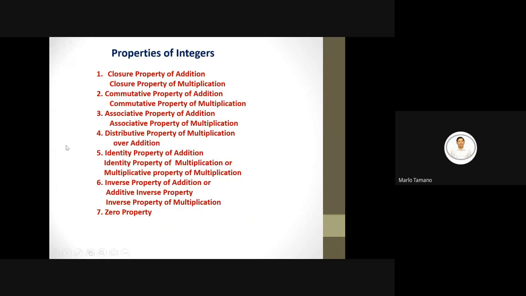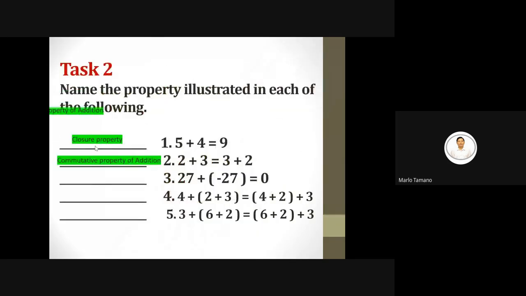Okay. So closure property of addition, closure property of multiplication, commutative property of addition, commutative property of multiplication, associative property of addition, associative property of multiplication, distributive property of multiplication over addition, identity property of addition, identity property of multiplication or multiplicative property of multiplication. Number 6, inverse property of addition or additive inverse property or inverse property of multiplication. And of course, the last one, we have zero property. So that is very easy. Okay.